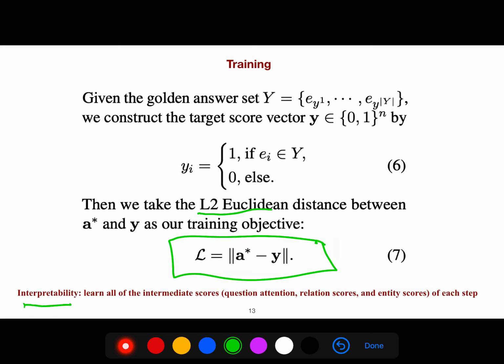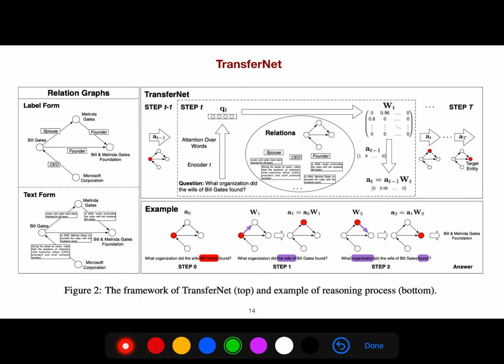And it is interpretable because we are learning the intermediate scores as well. Although we don't need them, because it is interpretable, we like it. And there are the question attention, relation score, and entity score of each step. And this is the overall architecture of TransferNet. And this adjacency plays an important role: if we go from one entity to another, what is the probability that you go from the ith entity to the jth entity? You activate the entity score, and finally you learn it.